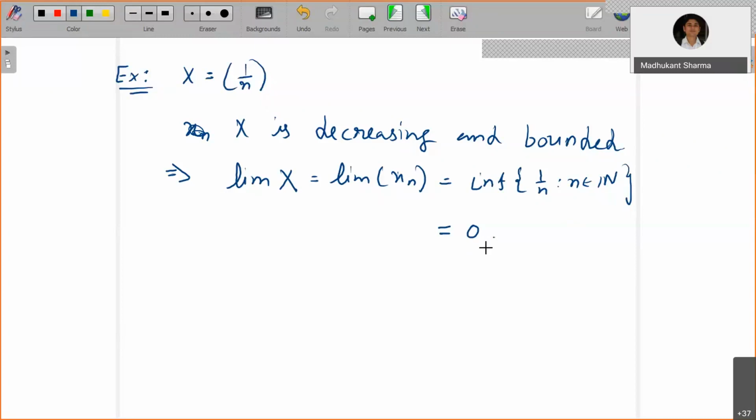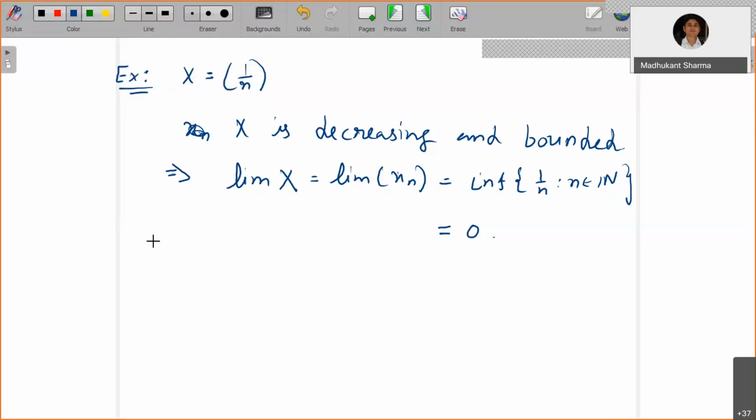Similarly for 1 by n square, 1 by n square plus 1, or sin n by n, and so on. So this is one of the examples of a monotonic sequence, which is convergent if and only if it is bounded.